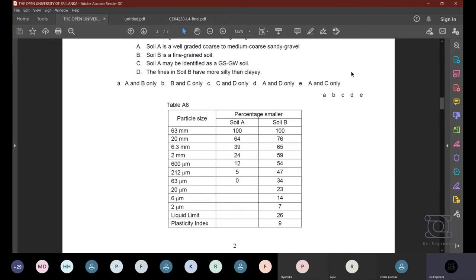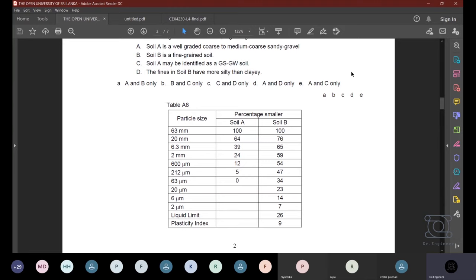How do you calculate that it has 76? Passing 2 mm, percent smaller means it is passing, right? If it is not smaller, it can't pass. So percent smaller is equal to percent passing. So 24% is passing through 2 mm. So what is retained? 76%. So 76% is gravel and 24% is sand, right? So they can say it as a sandy gravel, right?